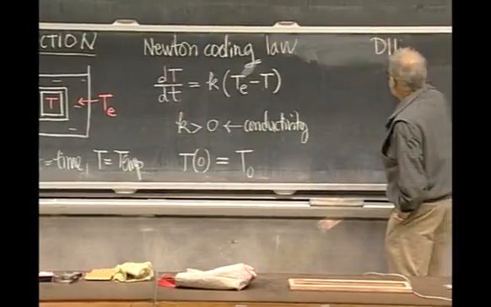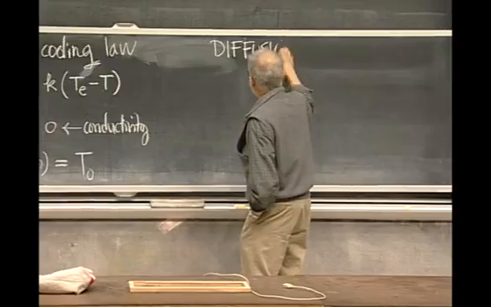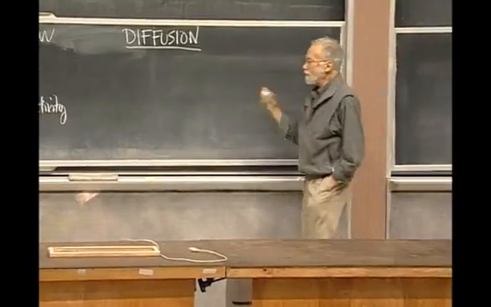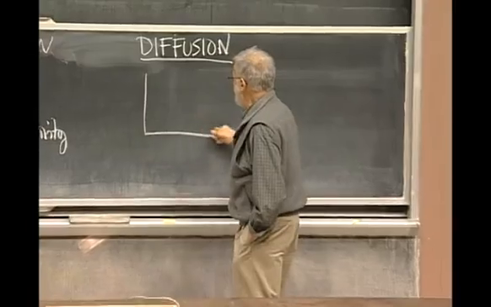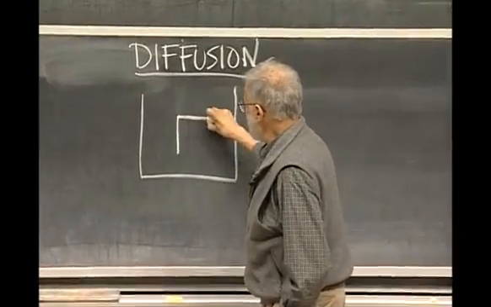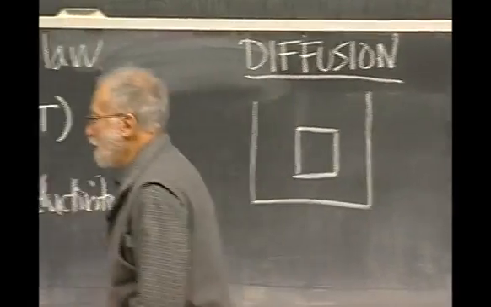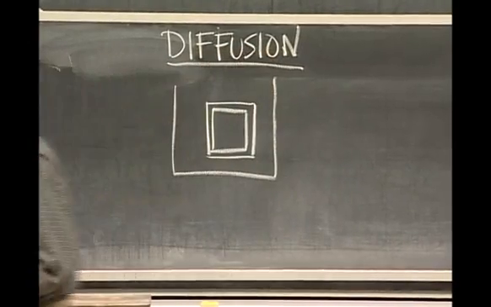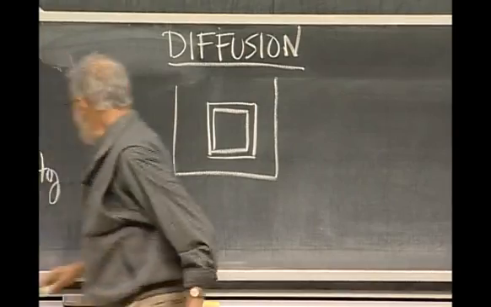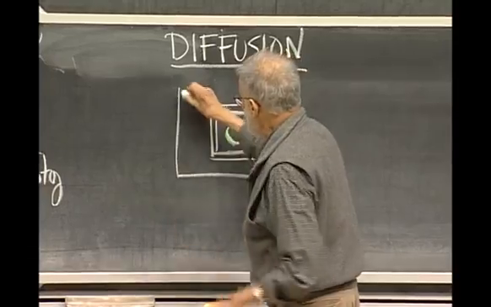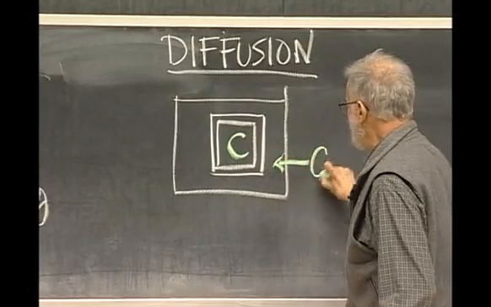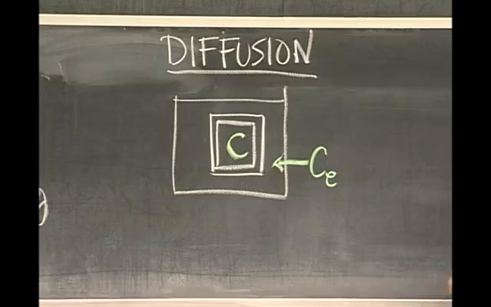What would the diffusion model be? The diffusion model mathematically would be word for word the same. The only difference is that now what I imagine is, I'll draw the picture the same way, except now I'm going to label the inside not with a T but with a C. C for concentration. It's in an external water bath, let's say. So there's an external concentration.